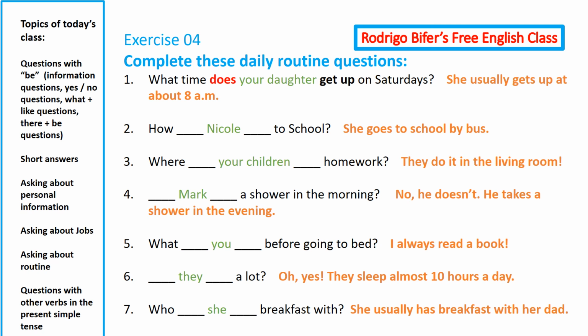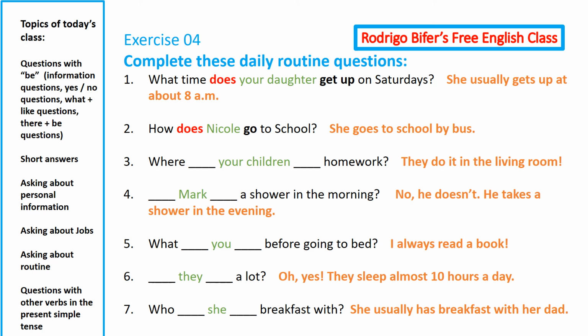So this gives you a hint what verb we have to use. We have to use the verb go, of course. So what's the question going to be like? I hope you got that right. Let's see. Exactly. How does Nicole go to school? She goes to school by bus.